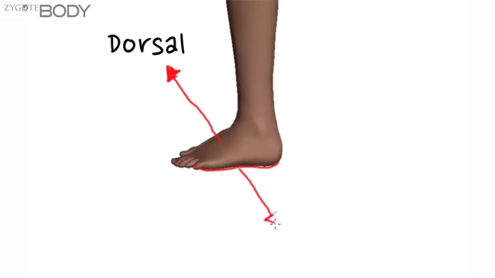When you're looking at structures of the feet, you have two directions that you need to consider. One is the superior part, also known as the back of the feet, and that's of course the dorsal part. Anything on this side here, on the sole of the feet, is called inferior or plantar.